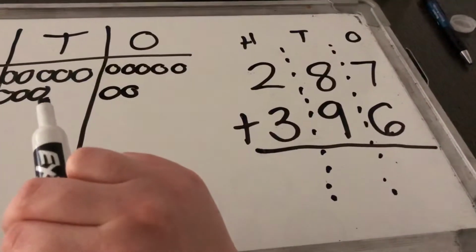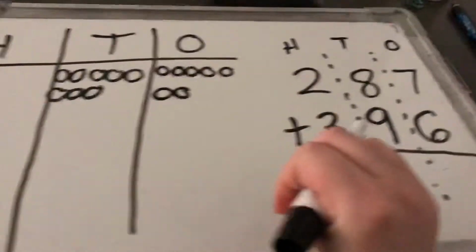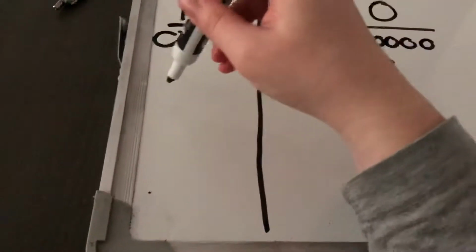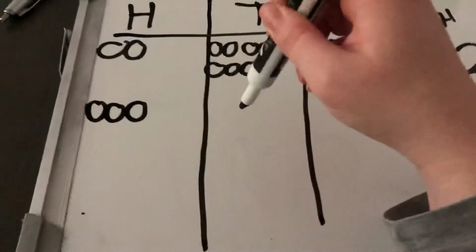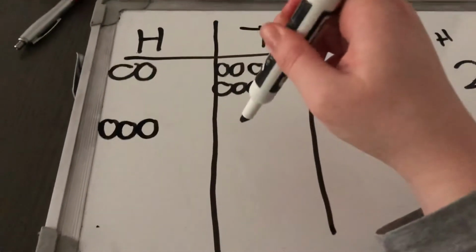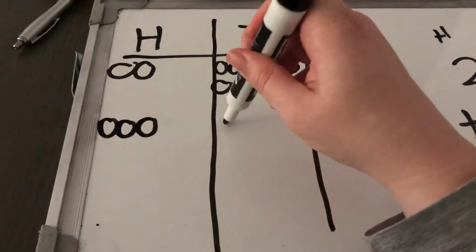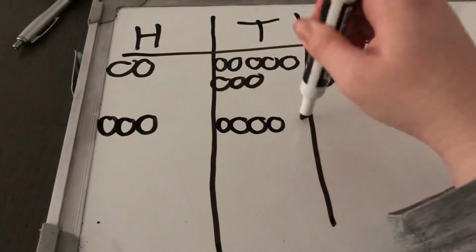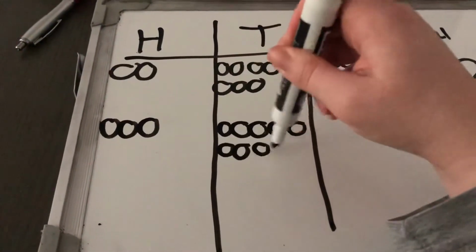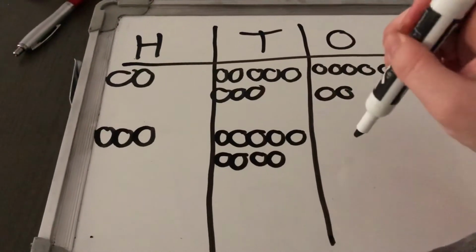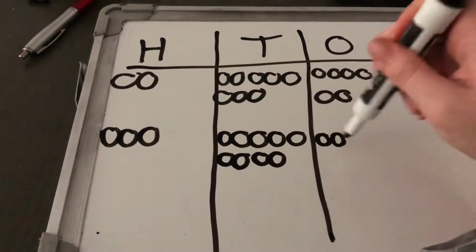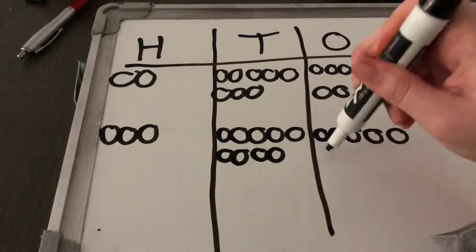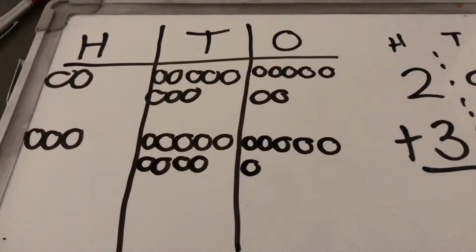Now, we need to put in our other number, 396. How many hundreds? Good, 3. How many tens in 396? 9. And how many ones in 396? 6. 5, 6. Now we're ready to go because we have both of our addends.